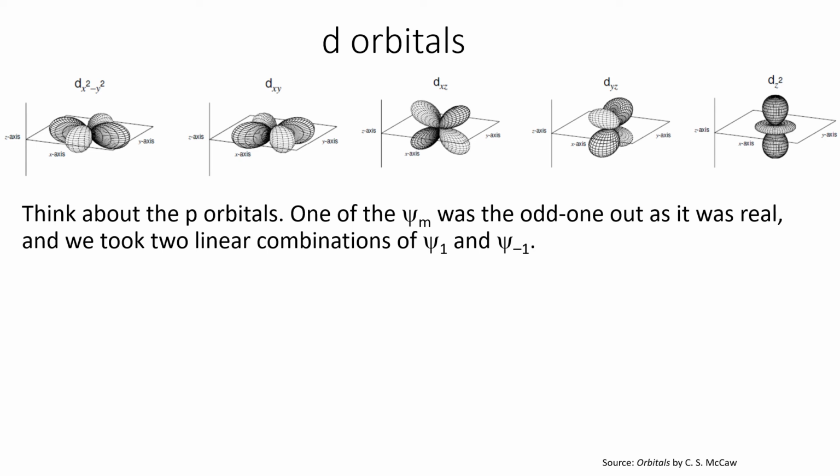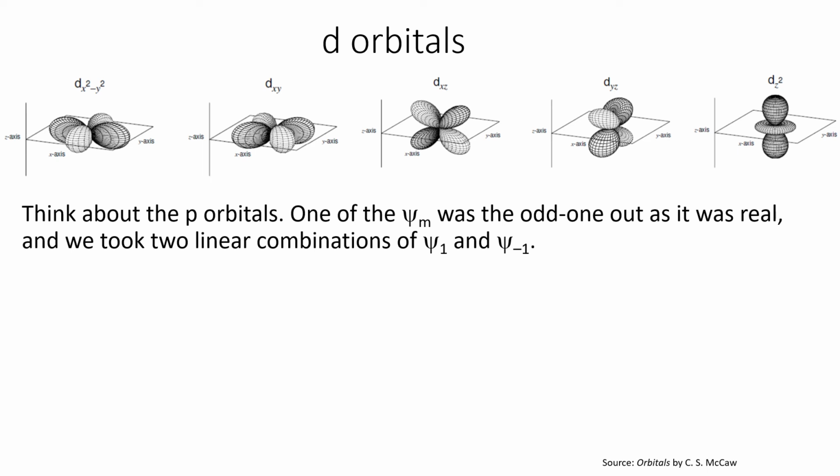So you remember when we looked at the p orbitals, one of the wave functions was the odd one out, because it was real straight away. And then for the remaining orbitals, we were taking linear combinations of the plus and minus m values, m equals 1, m equals minus 1, linear combinations, what we were doing before. Can we apply that same idea to the d orbitals?